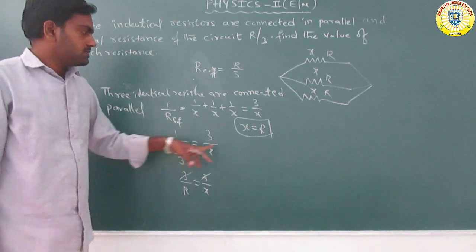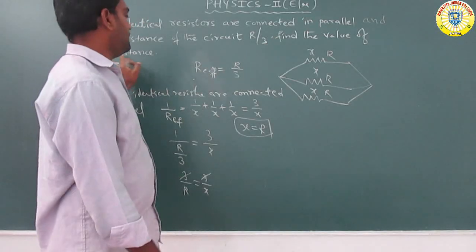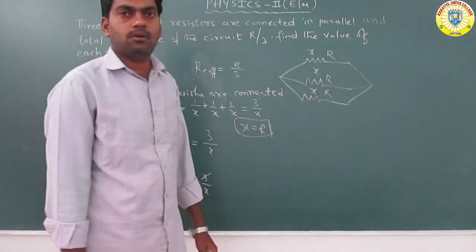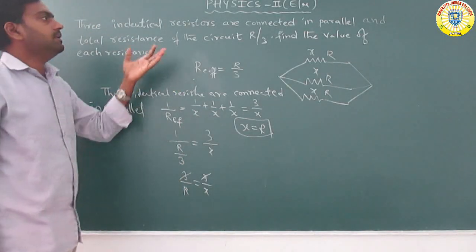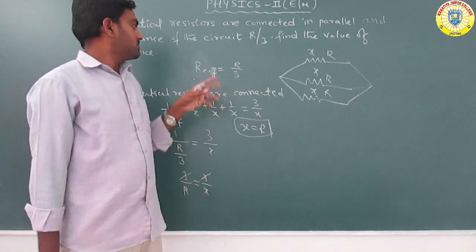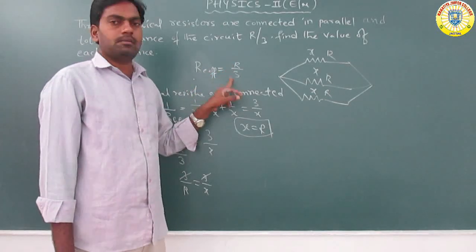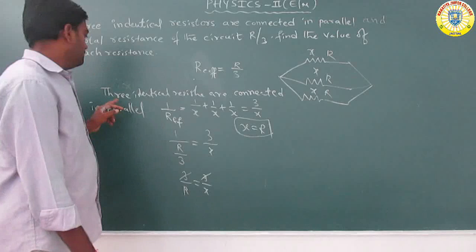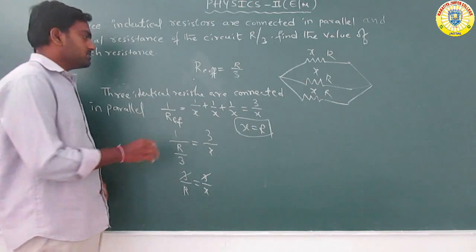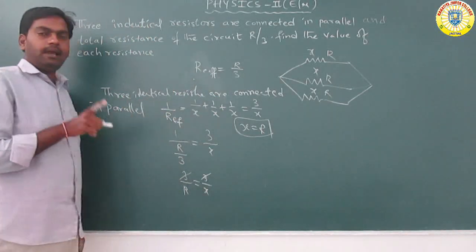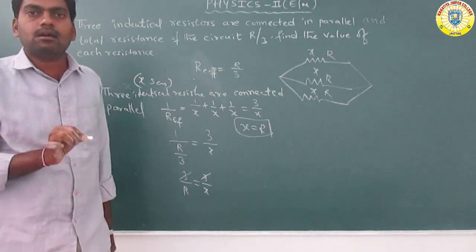So the identical resistance is R. Find the value of each resistance R, that is, the three identical resistances. Once again, repeating the given information from the problem: the effective resistance is equal to R by 3, and three identical resistors are connected in parallel. So assuming the three identical resistors to be, for example, X.